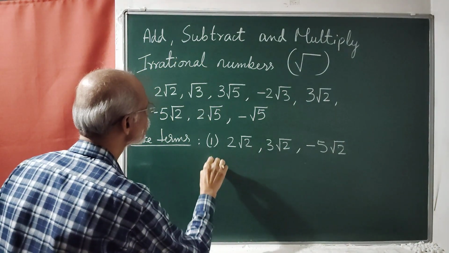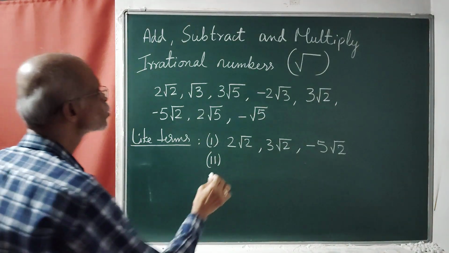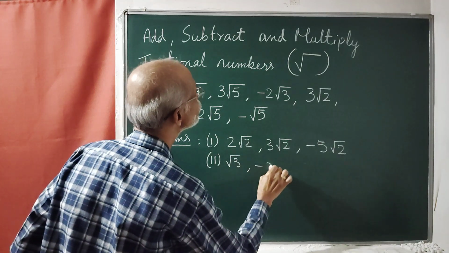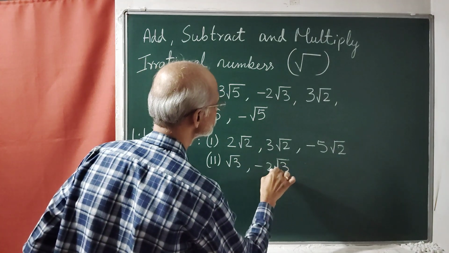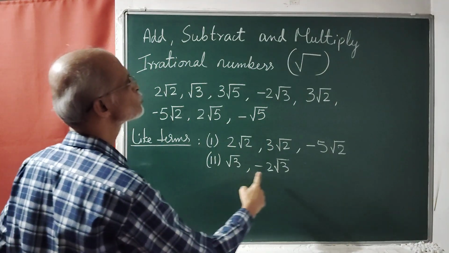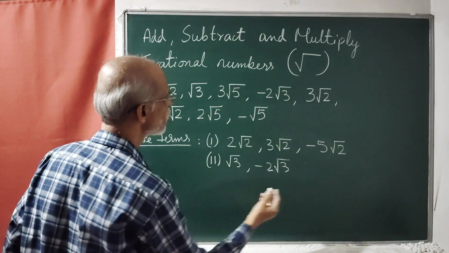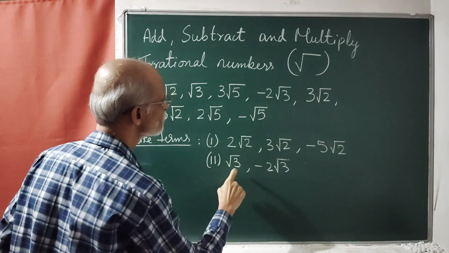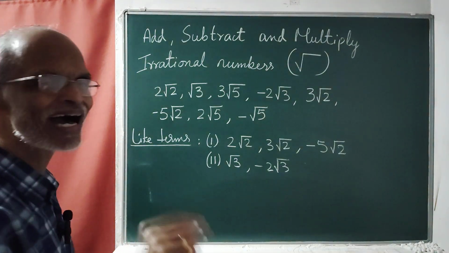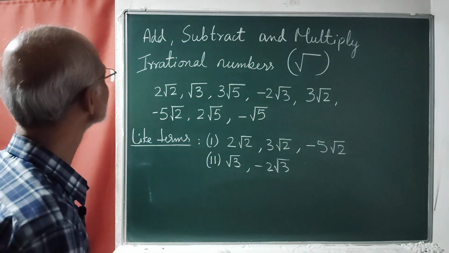The same way, one more group of like terms I can pick from them. Root 3 and minus 2 root 3. Among this group, these are like terms because the number under the root is the same. Root 3, root 3. You have to look only for the number under the root. If that is same, you can call them like terms.